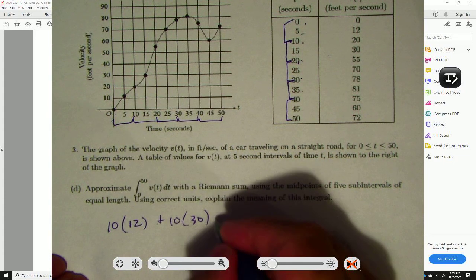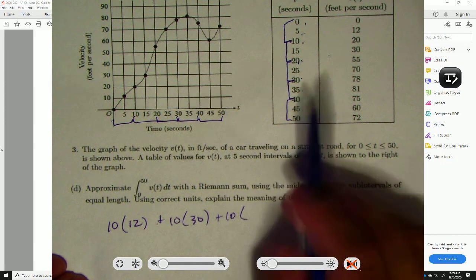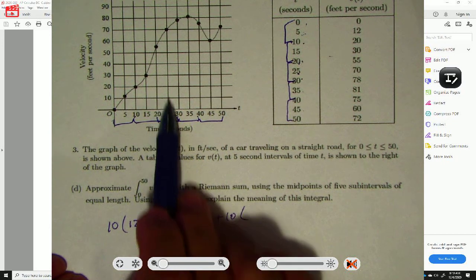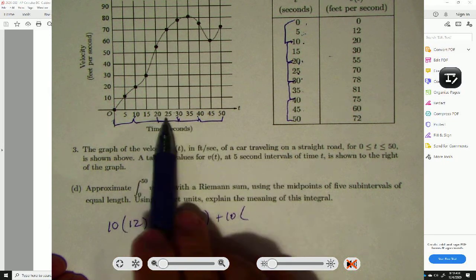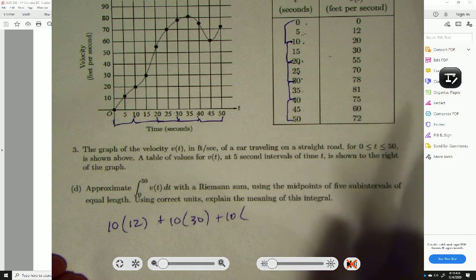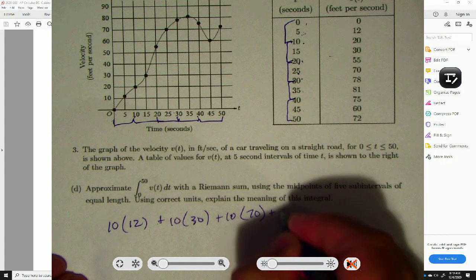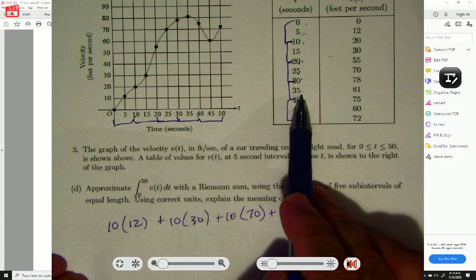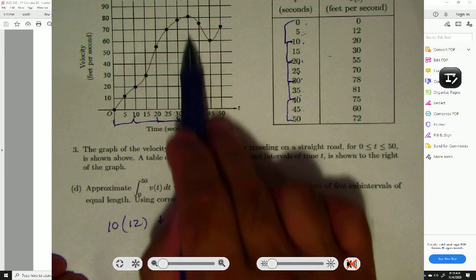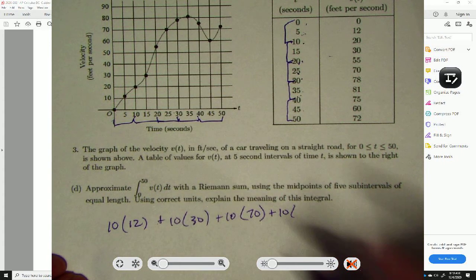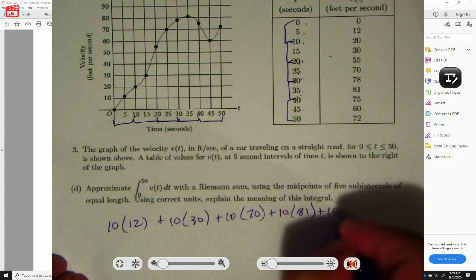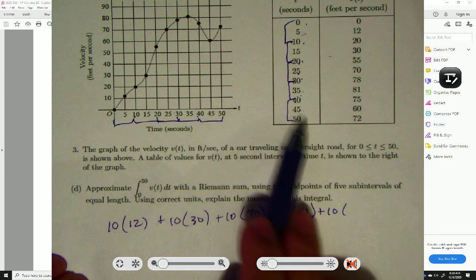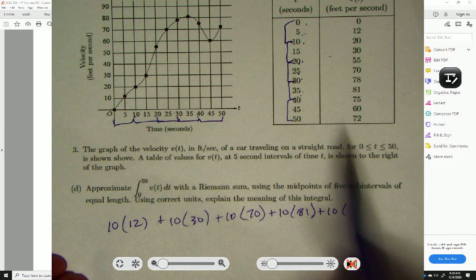Do it again: 10 times the next subinterval, the midpoint is 25, and the height is up here. It looks right on 70. Let's check over here on the table. It's 70. Then the next subinterval is at 35, and it's up here around 80, probably 81. Okay, 81 plus 10 times the last subinterval, 40 to 50, the midpoint is 45, and it's 60.